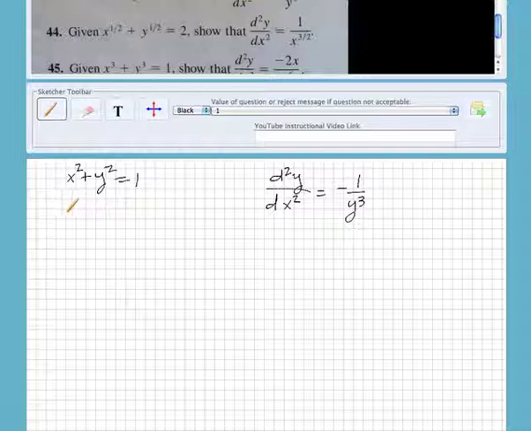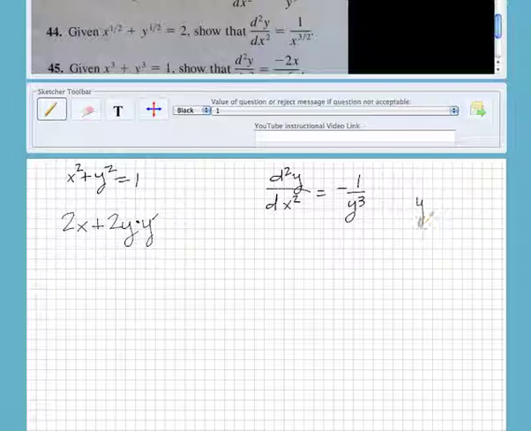So to do that, it'll be 2x plus, and then this guy here, to take the derivative, we do 2y, we differentiate normally, but then we have to do the chain rule. The reason why is because y is a function of x. So we have to tag along a y prime. Y prime, just so we know, is dy over dx. Okay, so they're the same thing. I'm going to say y prime throughout this problem instead of dy over dx. Equals, and the derivative of 1 is 0.